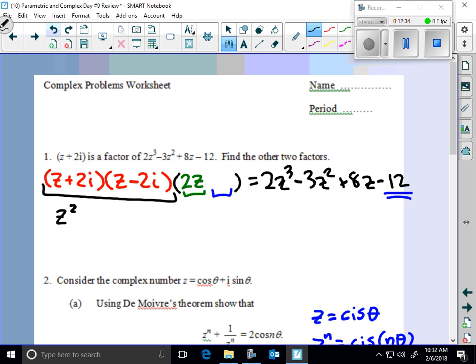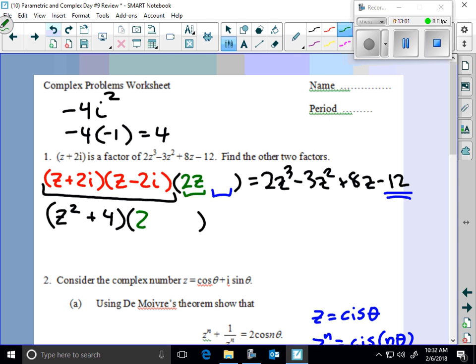So z times z is z squared. Negative 2i times 2i is negative 4i squared. And that will be negative 4 times negative 1, which is 4, right? So I have z squared plus 4. I have no linear term in that quadratic there. Okay, so I have z squared plus 4. So I don't have to do all the work that someone's going to do. Someone will do it. I mean, it's just going to happen. 2z minus 3, right? Because you just took, and you said, okay, 4 times what will give me negative 12. And so it has to be minus 3.